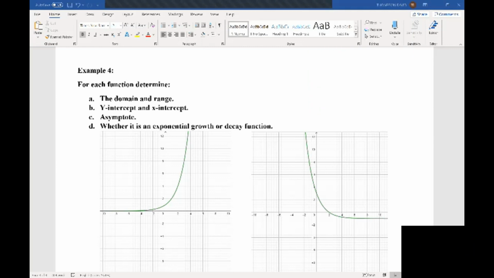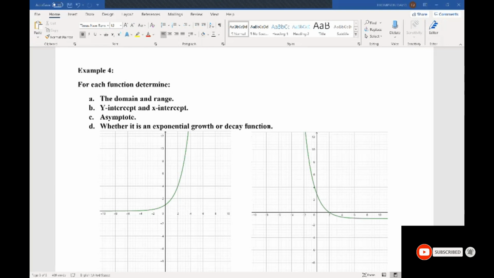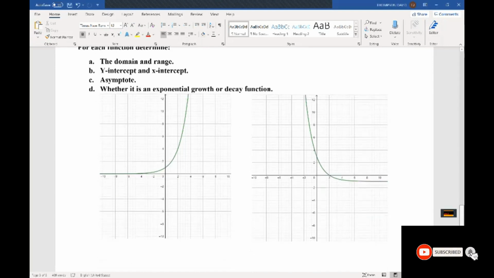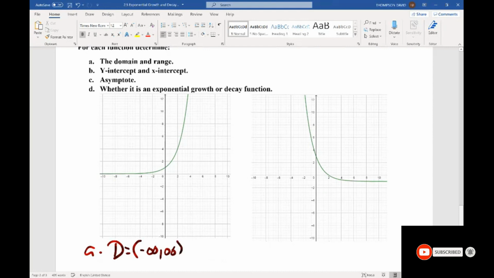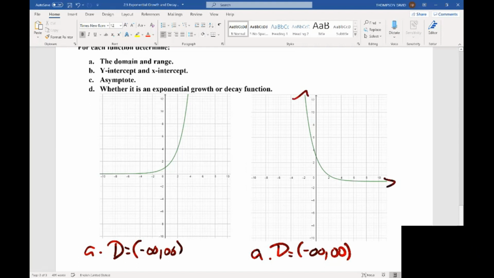Example 4. For each function, determine the domain and range, the y-intercept and x-intercept, the asymptote, and whether the function is a growth or decay function. So first, the domain and range. For the first function, domain is all real numbers, or you can just write from -infinity to +infinity. The same thing for the other function. As we can see, this never stops going on.